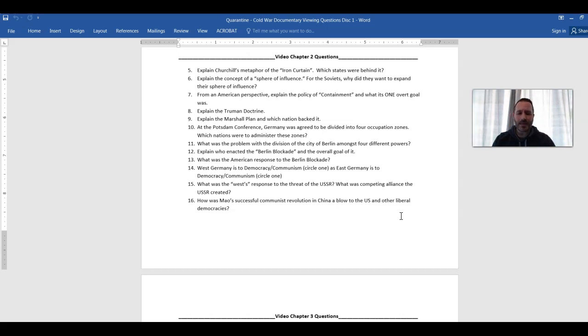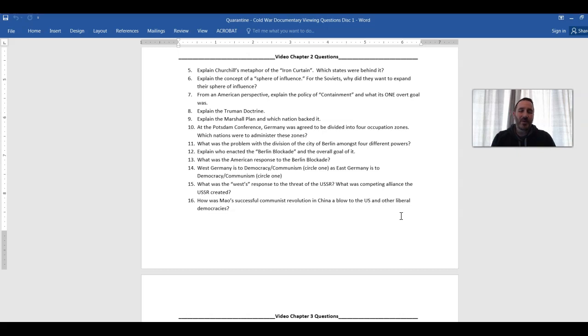Now number 15 says, what was the West's response to the threat of the Soviet Union? What was the competing alliance that was created by the USSR? Okay, so guys, for number 15, the answer is NATO, and that stands for North Atlantic Treaty Organization. Because of the threat of the Soviet Union, because European nations were worried that the Soviets might continue to expand their sphere of influence into more of Western Europe, Western Europe joined with America and Canada to form something known as NATO.